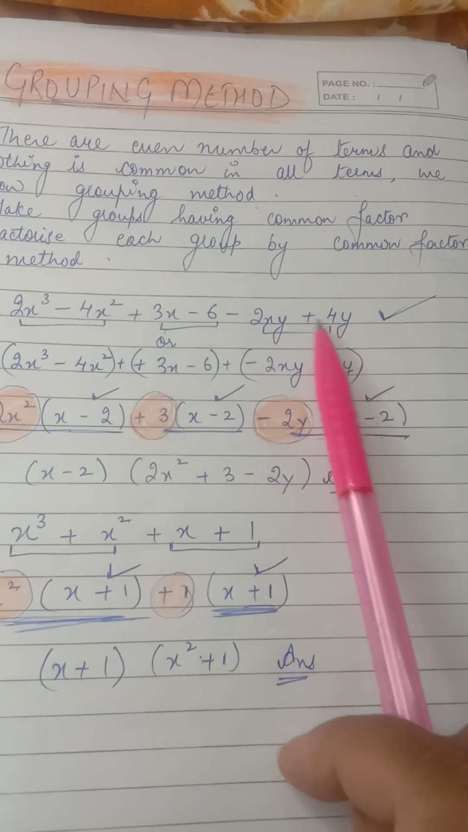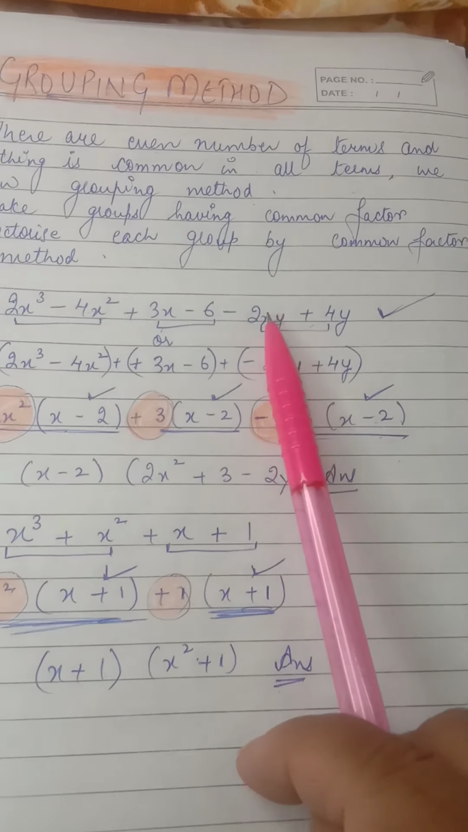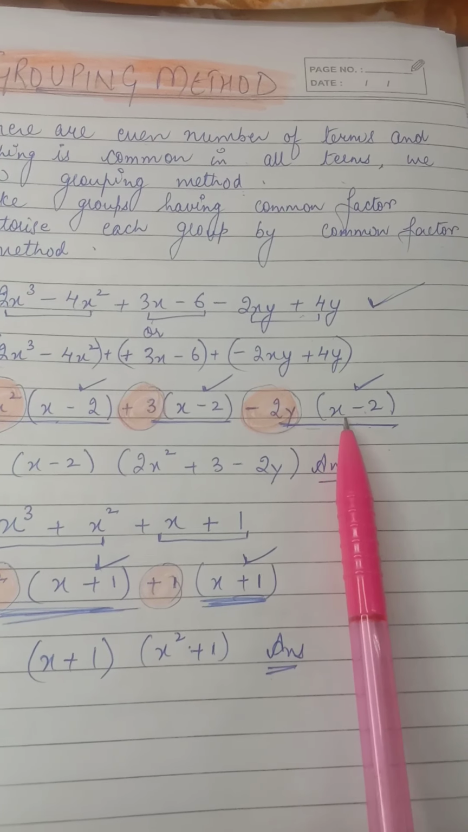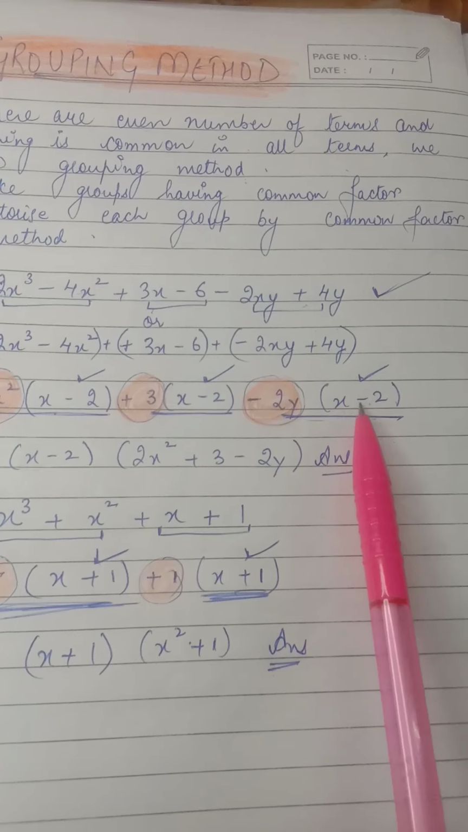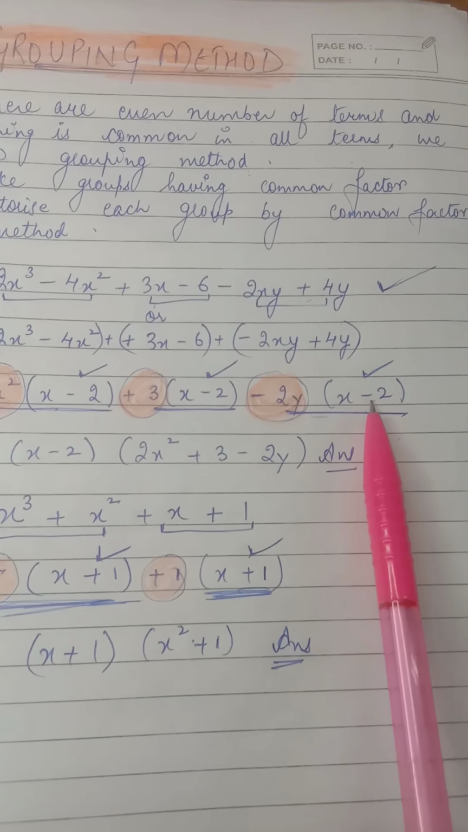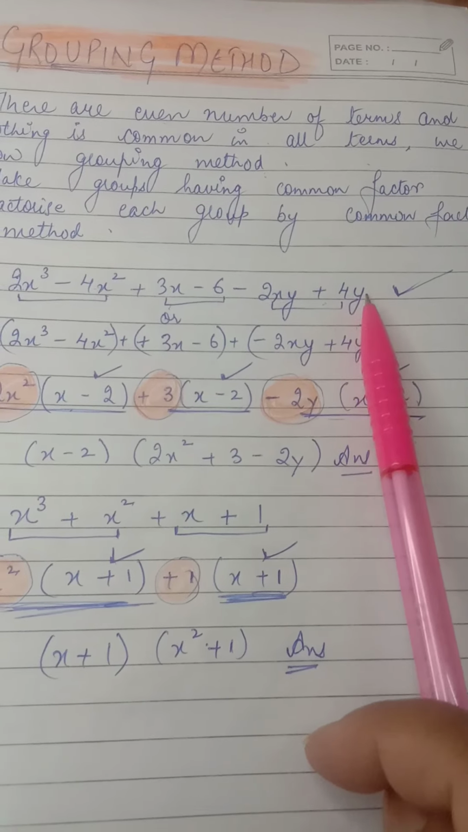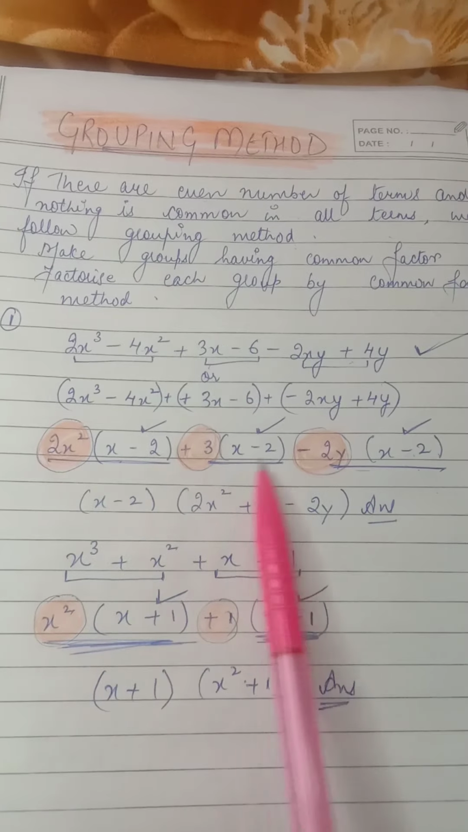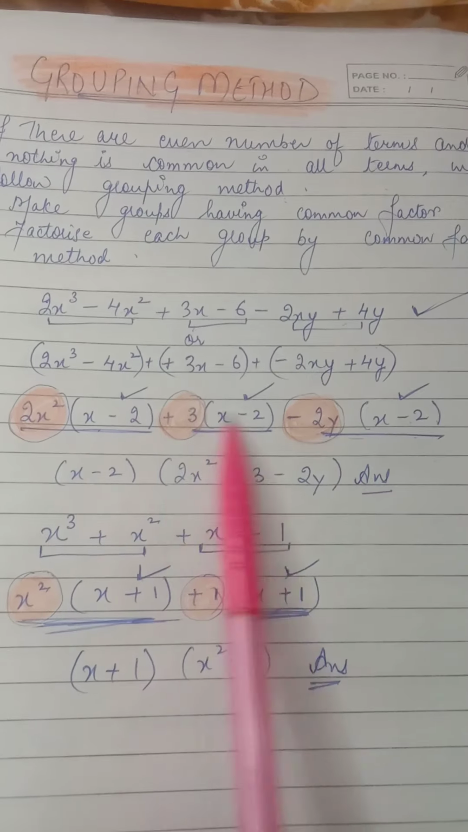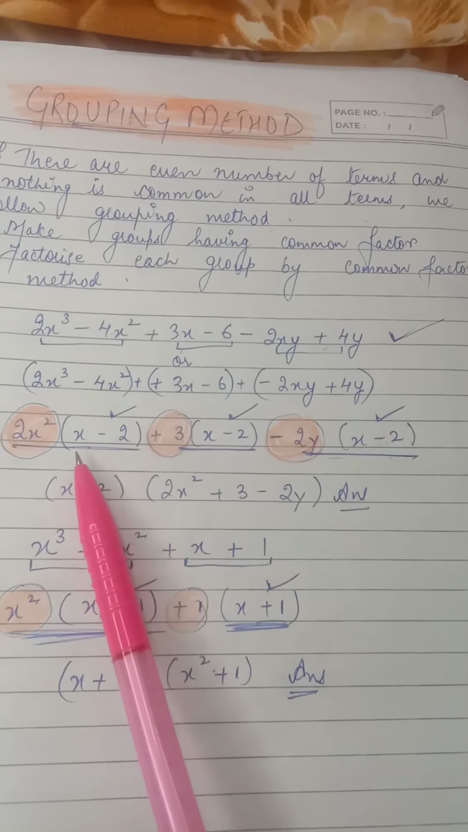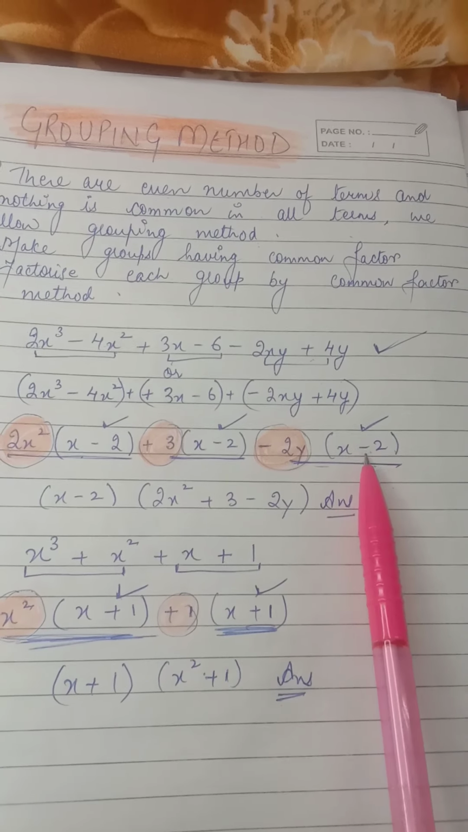Moving on to the third group, minus sign, 2xy divided by 2y, you are left with x. Now how does this minus sign come? Plus minus is minus. 4y divided by 2y is 2, bracket closed. In your common factor, after grouping, keep in mind that the value which you get in the bracket must be the same: x minus 2, x minus 2, x minus 2.